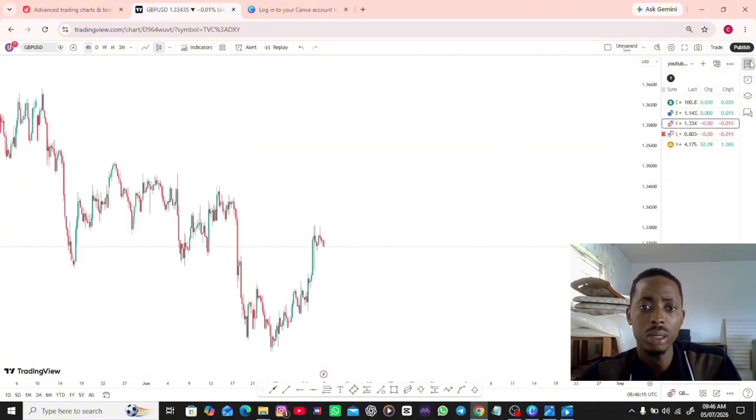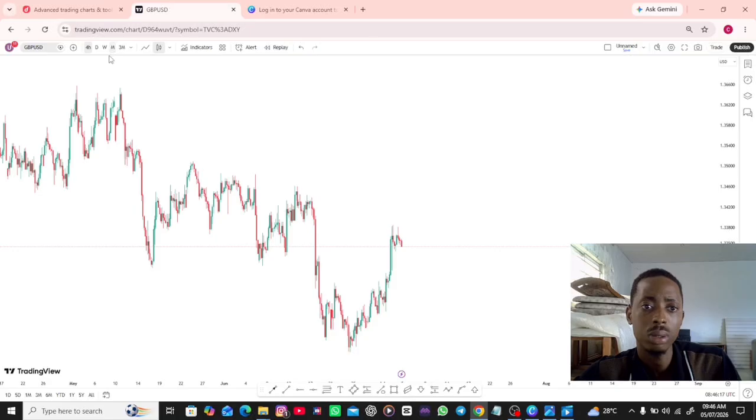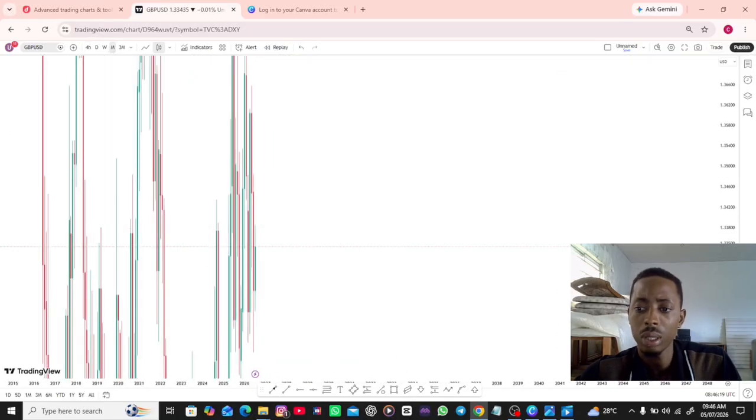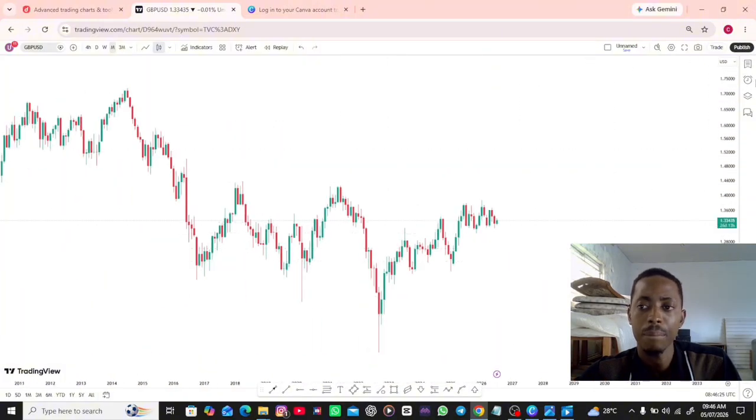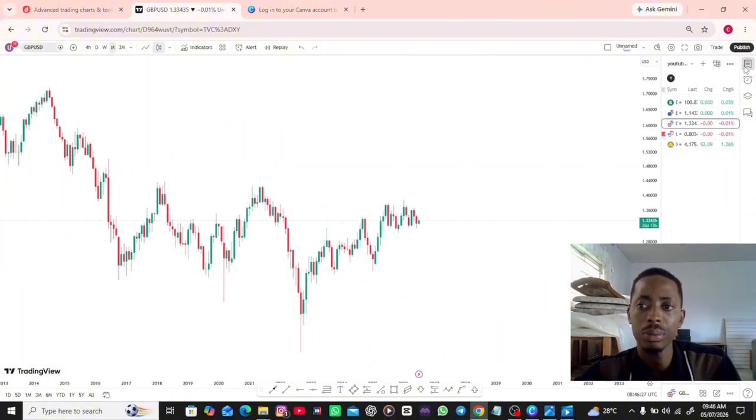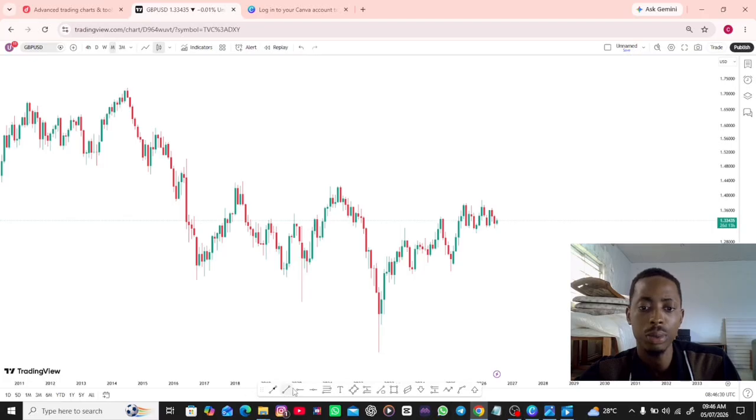So on the GBP USD, we go on the monthly time frame to see what price is reacting. On the monthly time frame, this is my monthly time frame.